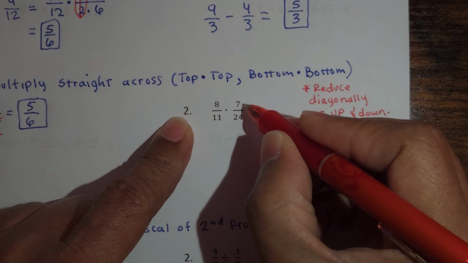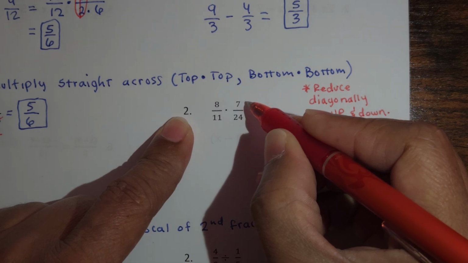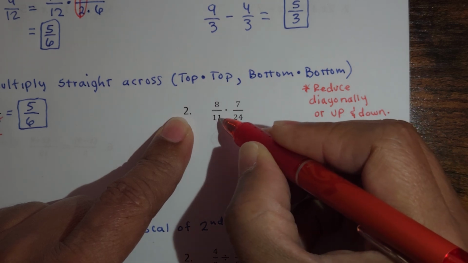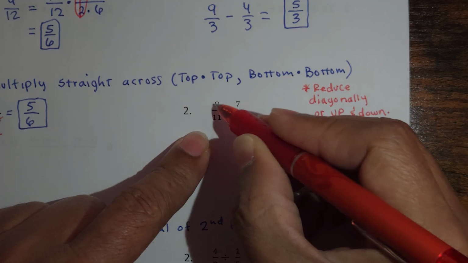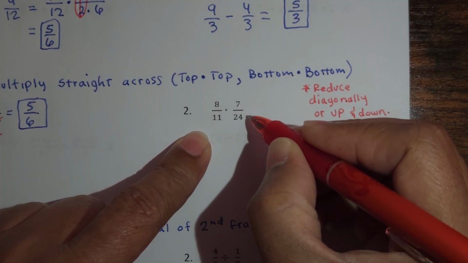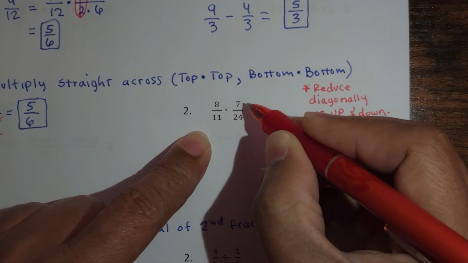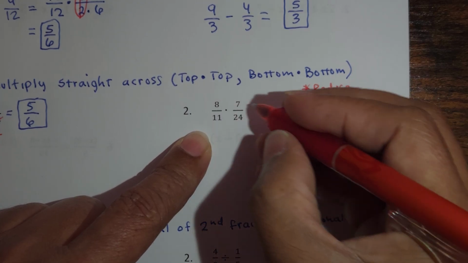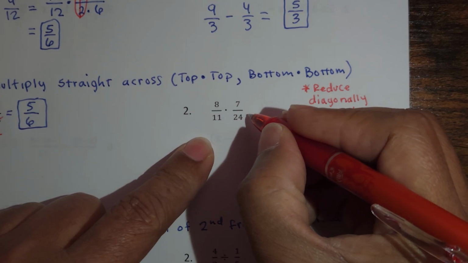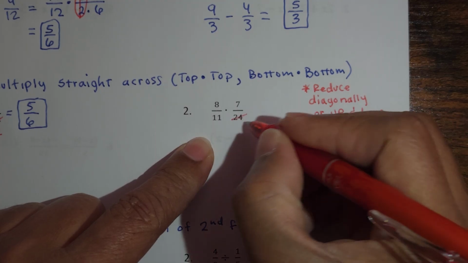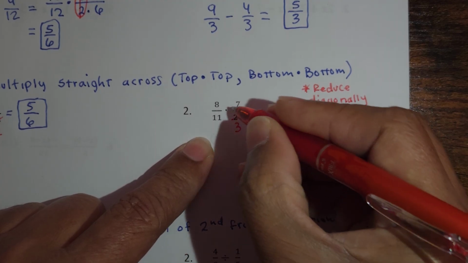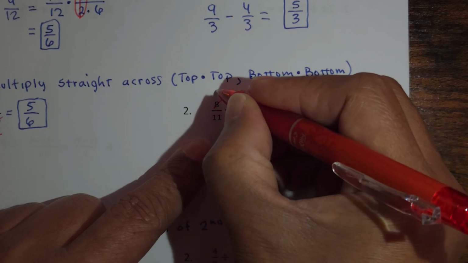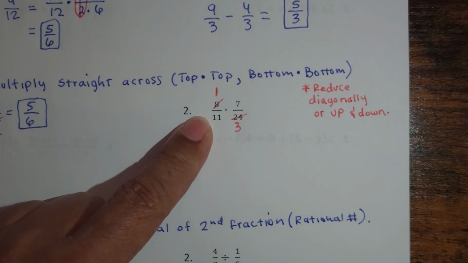Does 11 go into 7 evenly? The answer is no. They do not have any multiples in common because 11 is prime and 7 is prime. Do 8 and 24 have any multiples in common? Yeah. 3 goes into, well, actually no. 8 goes into 24 evenly. How many times? So what's 24 divided by 8? If you said 3, you are correct. And then 8 goes into 8 one time. So cross out the 8, make it a 1.